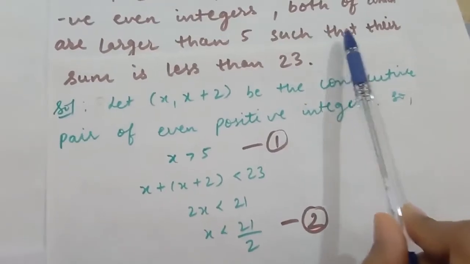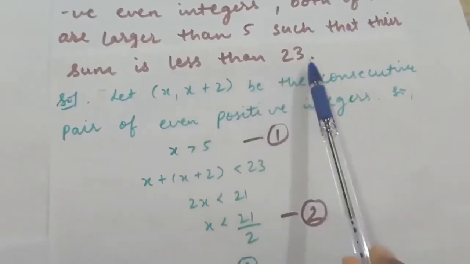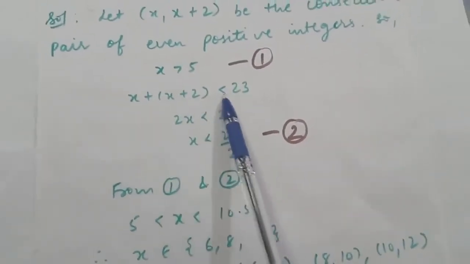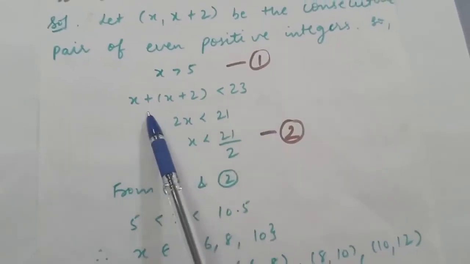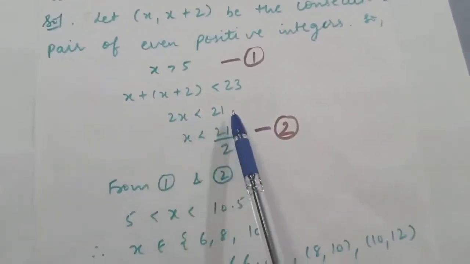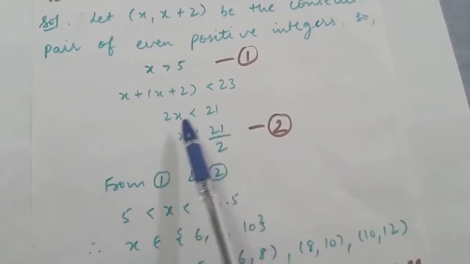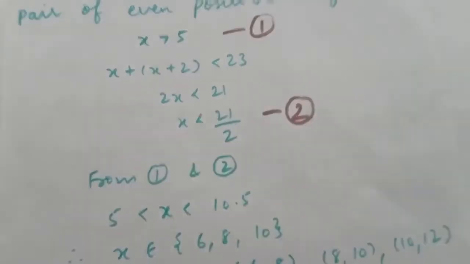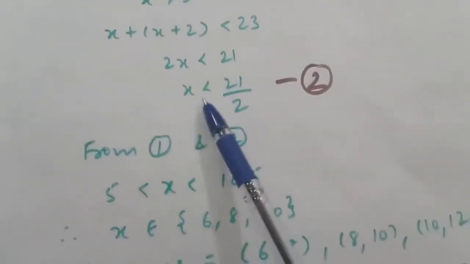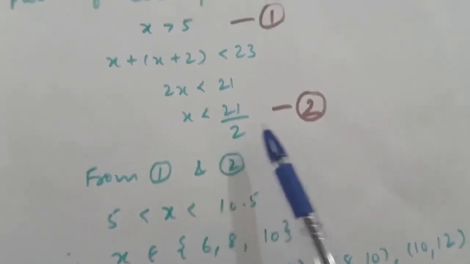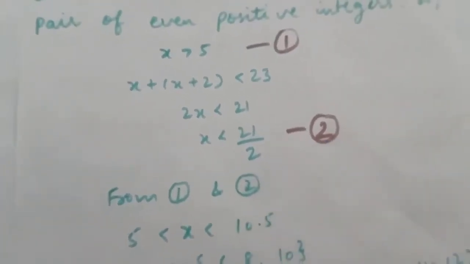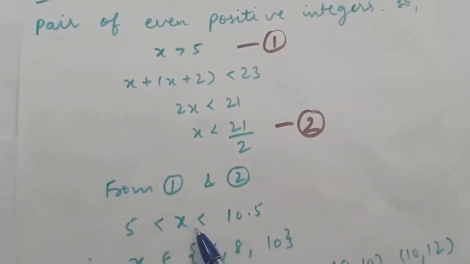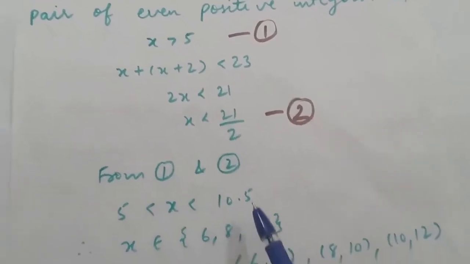Another condition is given as their sum is less than 23. So the sum of the numbers is x plus x plus 2, which is less than 23. So you will get 2x less than 21. Dividing the inequality by 2, 2 is a positive number, so the sign of the inequality will not change. So x is less than 21 upon 2. Let this be 2, right? Now from 1 and 2 we will get that x is greater than 5 and x is less than 10.5.